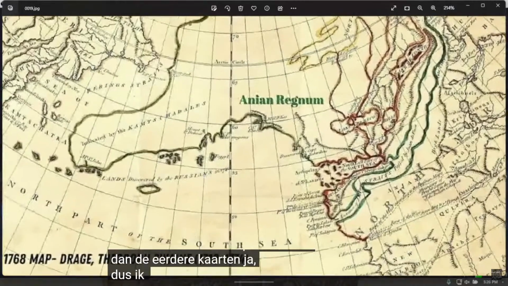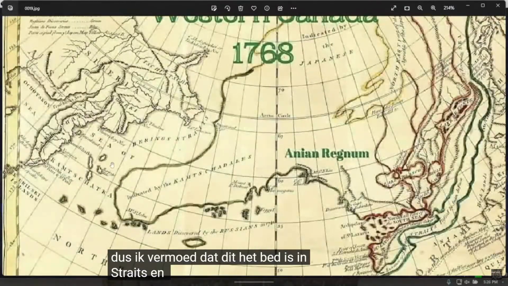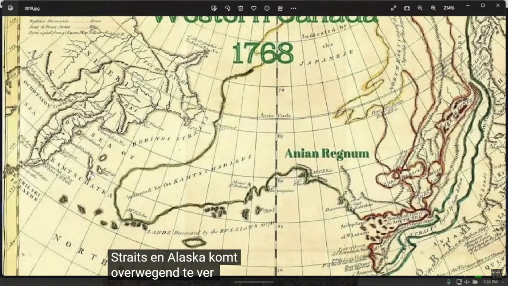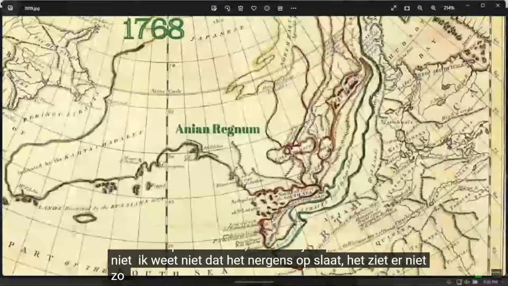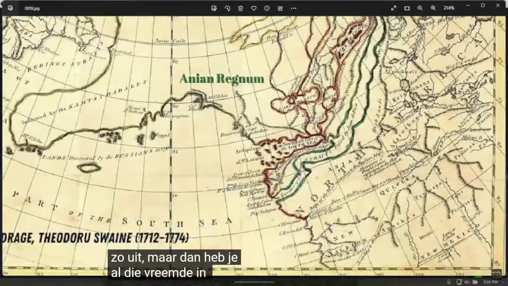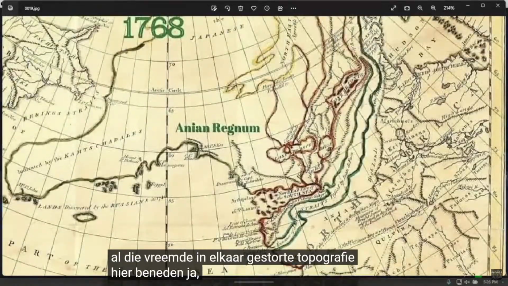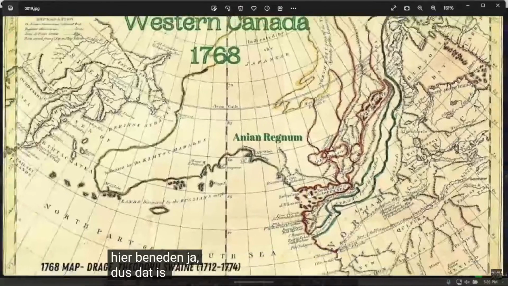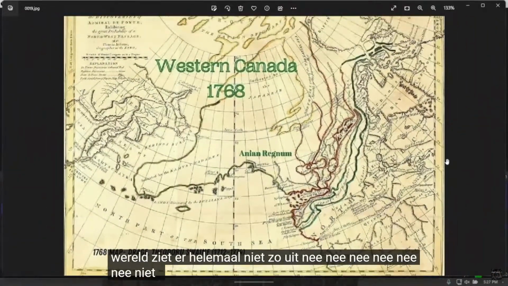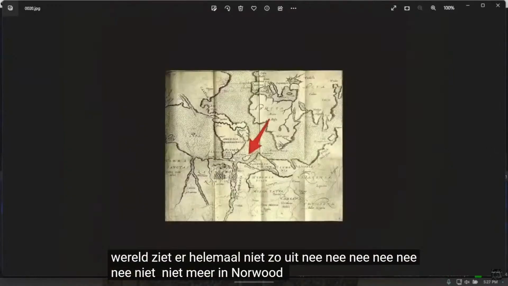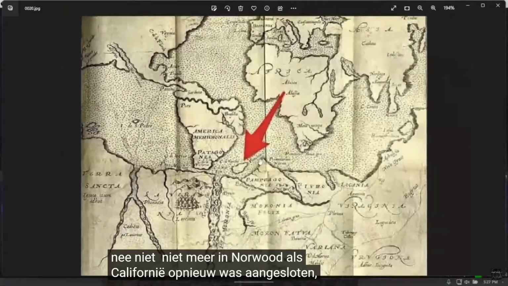So I'm guessing this is the Bering Straits, and Alaska's coming over predominantly too far west. It doesn't look like that. And where's the Fox Archipelago? Is it this here? I don't know. But it makes no sense. It looks nothing like that. But then you got all this strange bashed up topography down here. So that's a really interesting map. The world doesn't look like that at all. Not right now. Not anymore. And nor would it if California had been reattached.